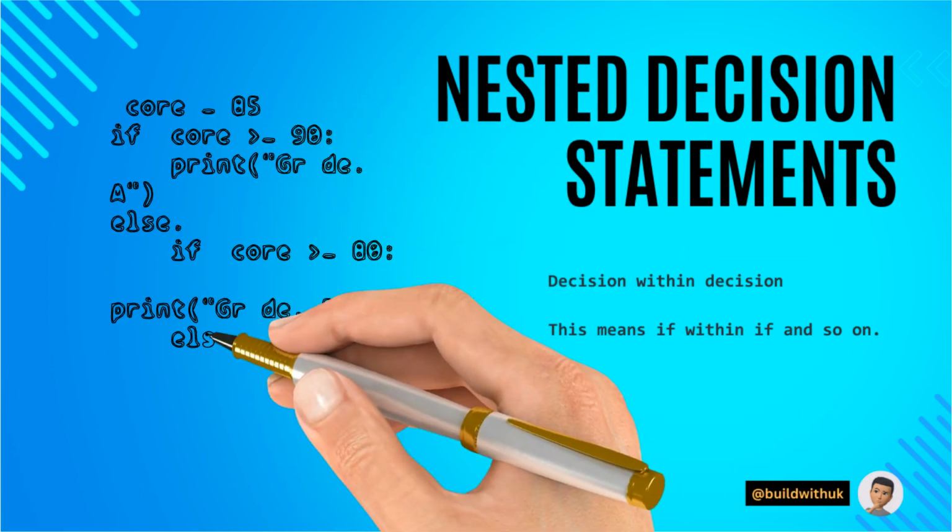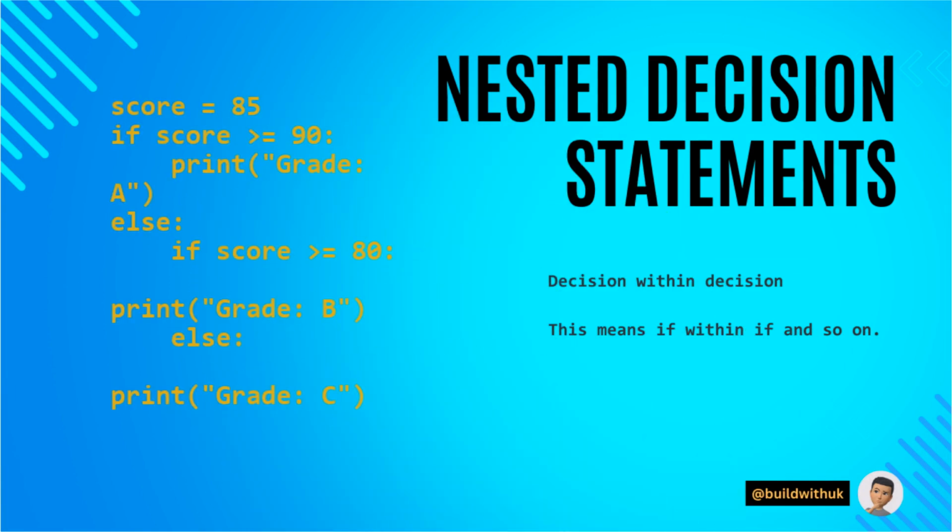This program first checks if the score is 90 or above, and if not, it goes down the line and checks if it's at least 80. If neither condition is met, it defaults to a C grade.